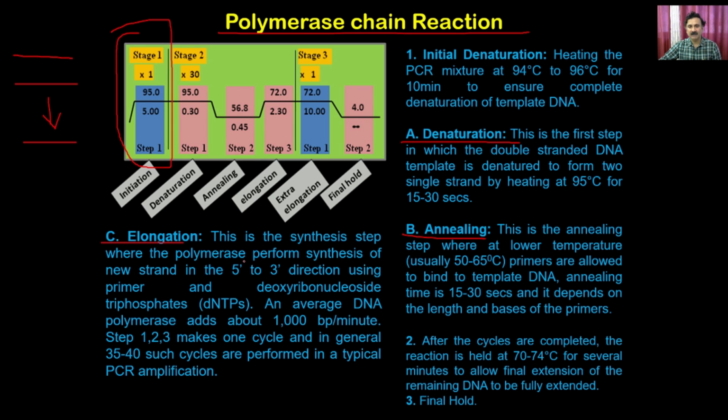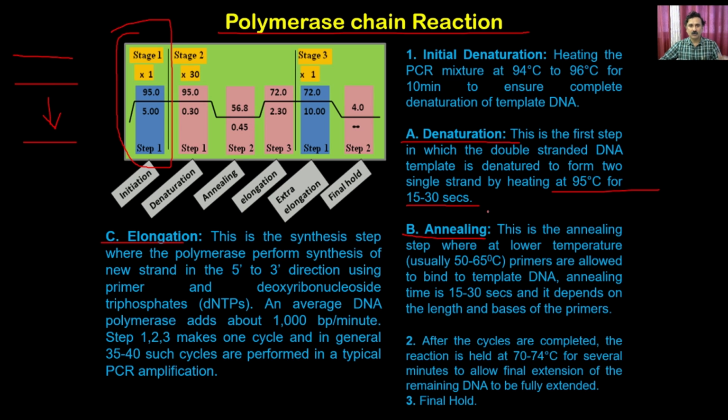And these three events are considered to be one cycle. So in the denaturation, again, you will denature the DNA before you start the annealing step. This is the first step, in which the double stranded DNA template is denatured to form two single stranded DNA by heating at 95 degrees Celsius for 15 to 30 seconds.